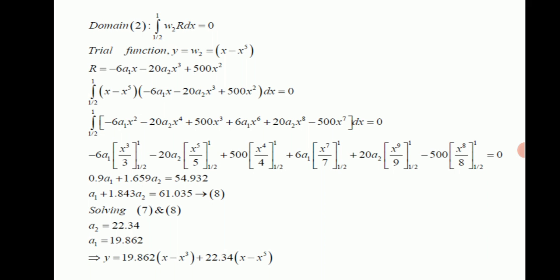When solving equation 7 and 8 in the equation mode in the calculator, we will get the a1 parameter as 19.862 and a2 as 22.34. So the solution is y is equal to 19.862 x minus x cube plus 22.34 x minus x power 5.